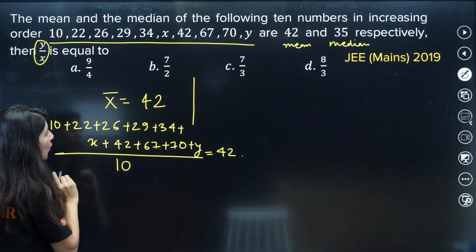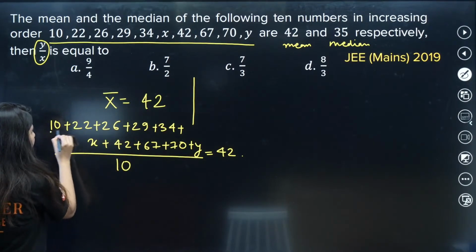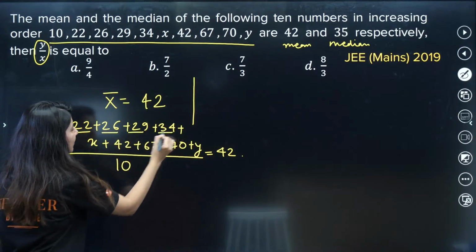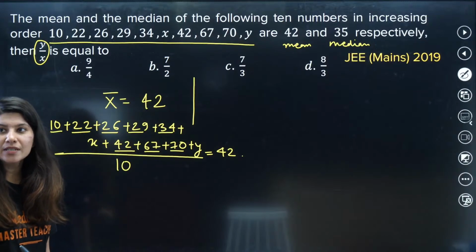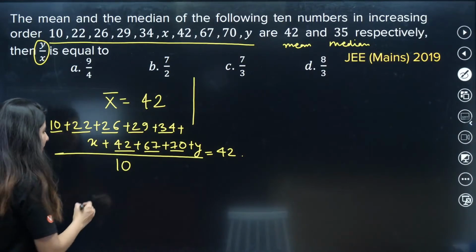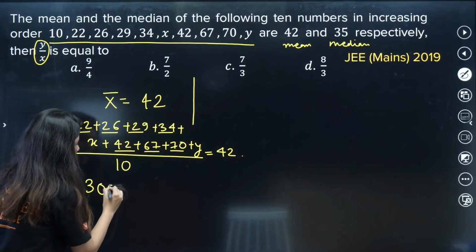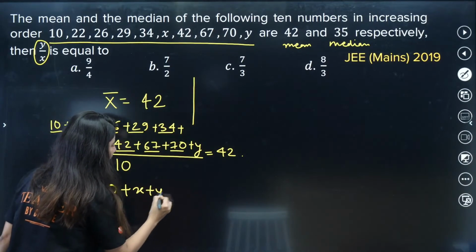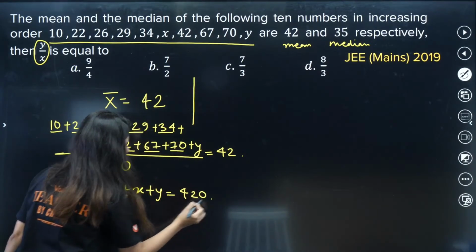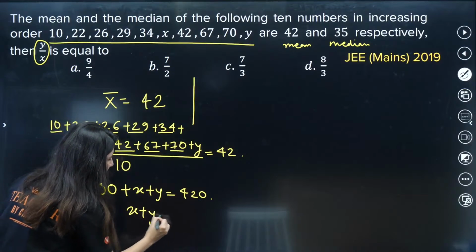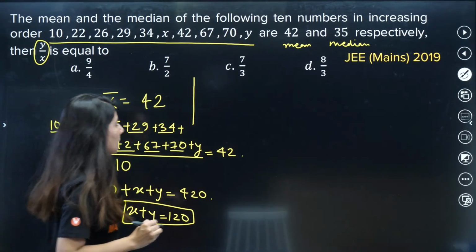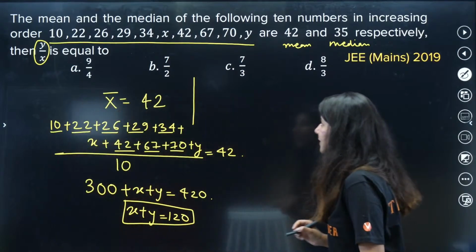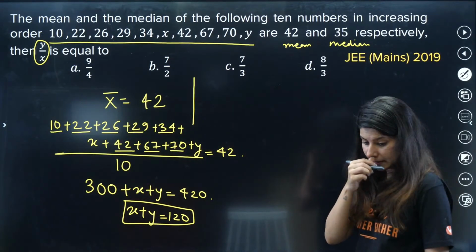If I add all the numbers, 10, 22, 26, 29, 34, 42, 67, 70, the sum of all these numbers is 300. So 300 plus x plus y is equal to 420. So x plus y is coming out as 120.